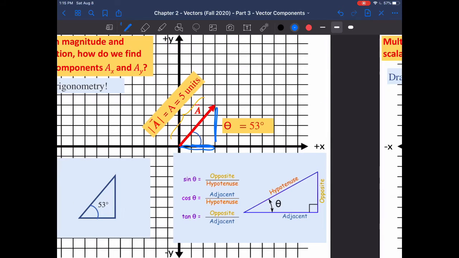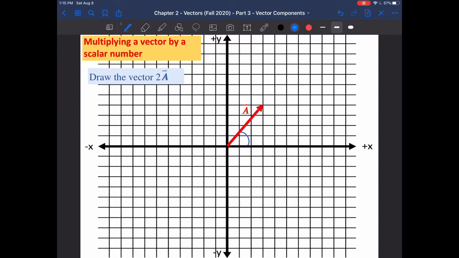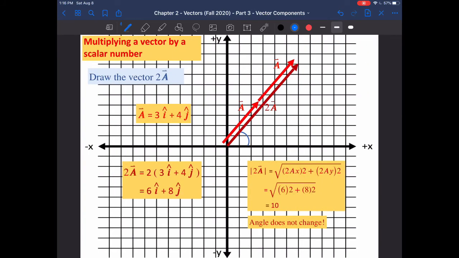Okay. And now that we know about components, let's also practice some of the things we've already learned, like multiplying a vector by a scalar. Here we have the vector a, and we want to multiply it by 2. So we know how to do that pictorially. We just make the vector twice as long. You can note that the angle doesn't change at all when you multiply a vector by a scalar. So 2a is always going to point in the same direction as a, okay?